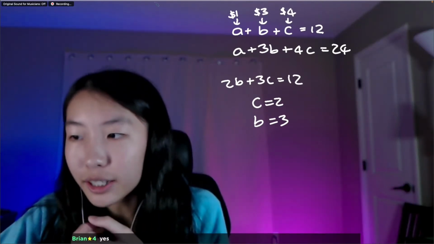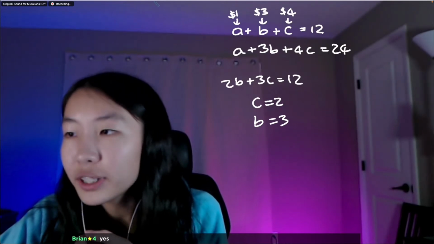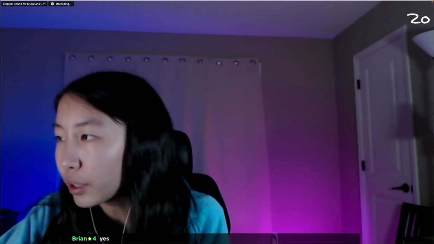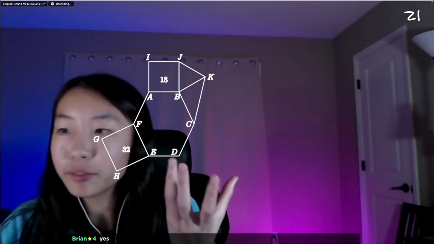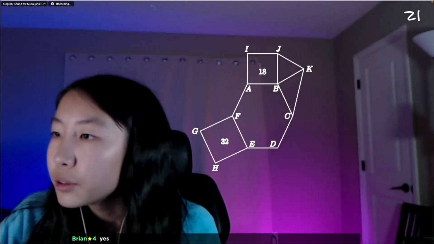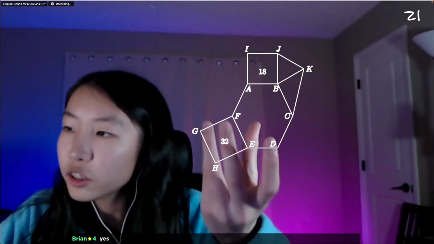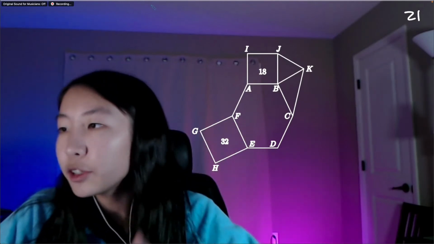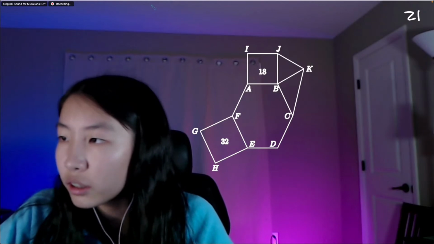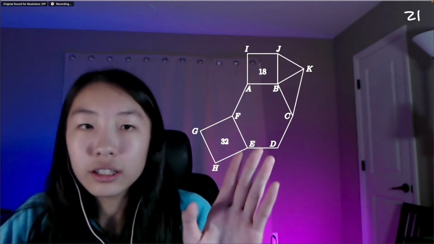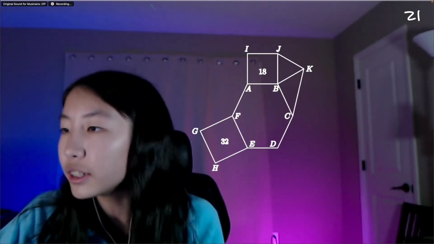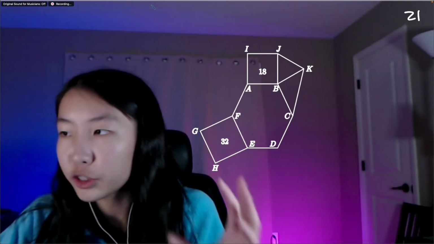All right, let's go to problem number 21. This is a geometry problem. Okay, wow, we have a nice figure here. So let's read our problem. We have a hexagon ABCDEF, which is equiangular. That means all of the angles are equal. And ABJI and FEHG are squares with areas 18 and 32 respectively.